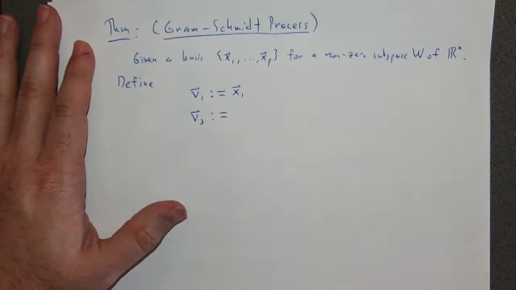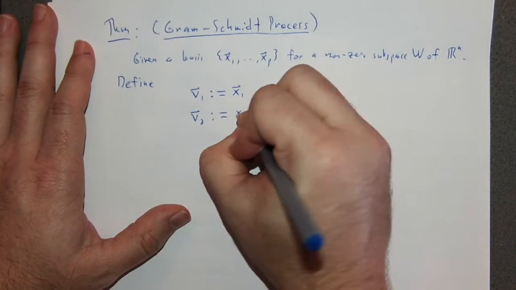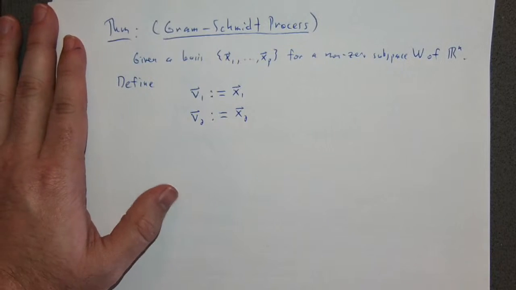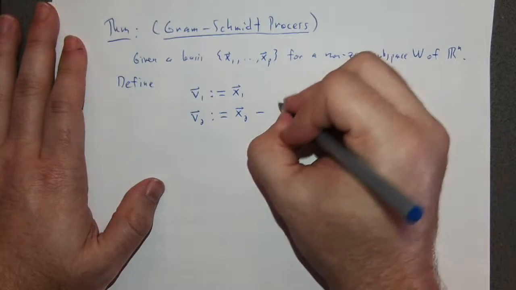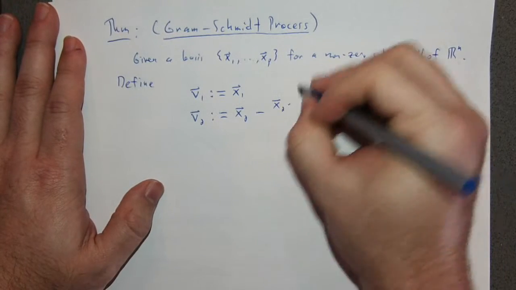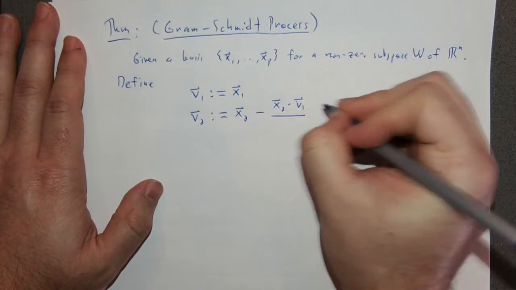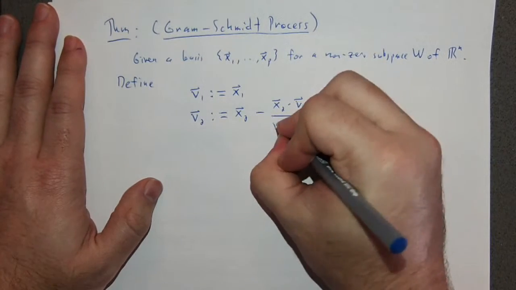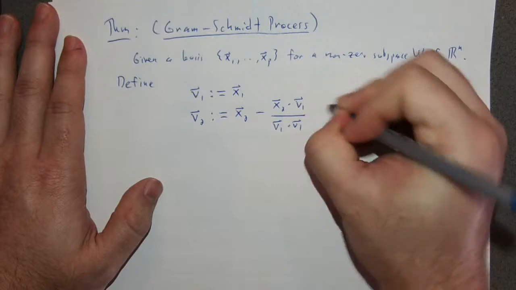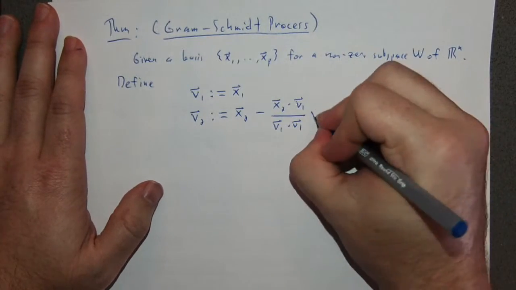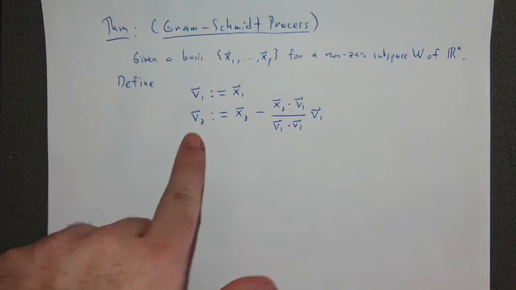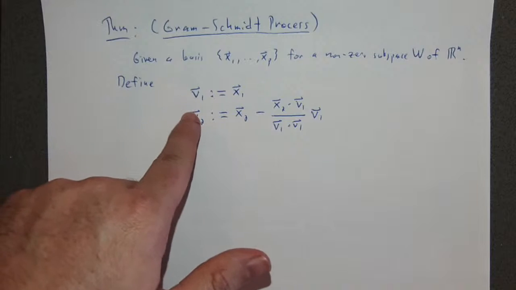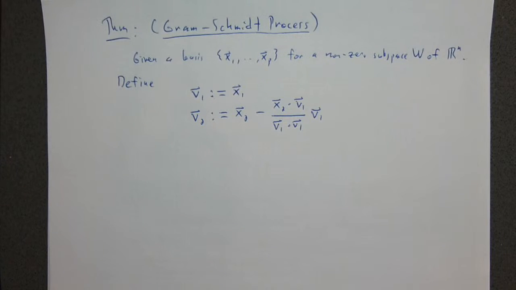v2 is defined to be the vector x2, that's the second vector in this list, minus x sub 2 dotted with v1 divided by v1 dotted with itself times v1. Remember, v1 is just x1. So v2's definition relies on v1's definition.